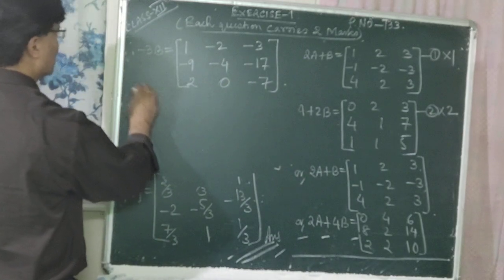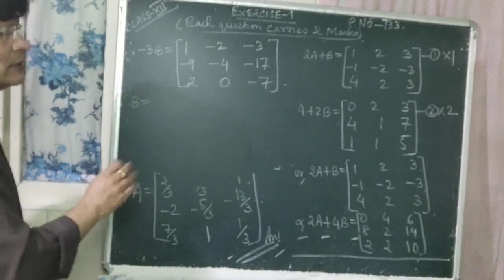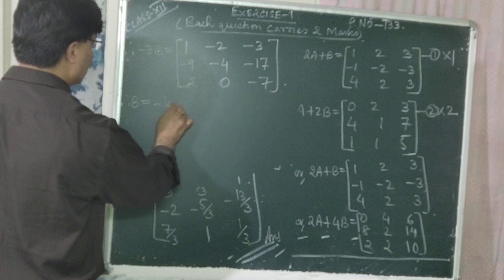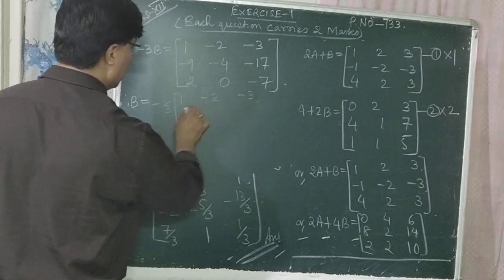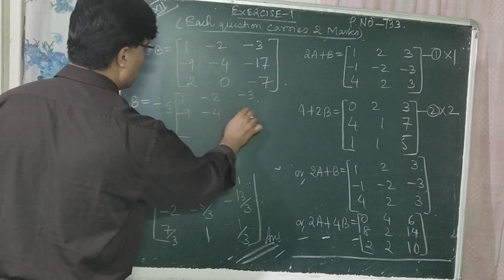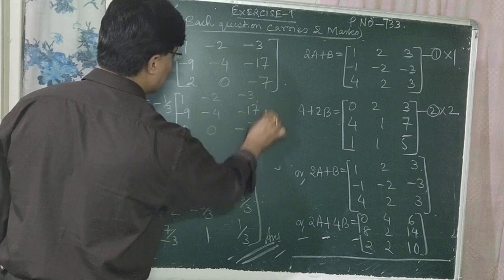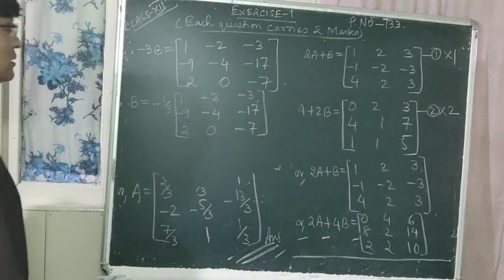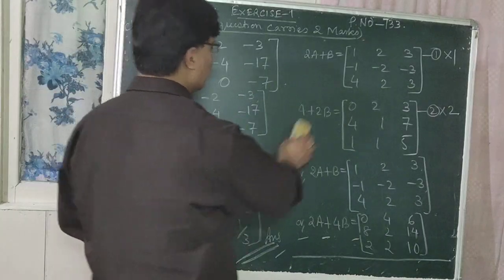B now, B is equal to, now you should take minus 3 to the right hand side. So on the right hand side you should write it in the denominator, that is minus 1/3, okay? And write the matrix 1, minus 2, minus 3, minus 9, minus 4, minus 17, and this is 2, 0, minus 7. Is that clear to all of you? So next, what is the answer for B?